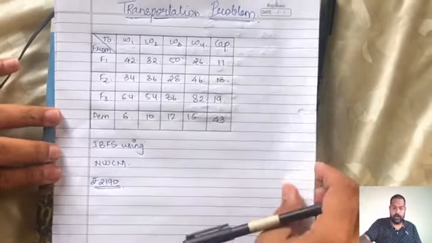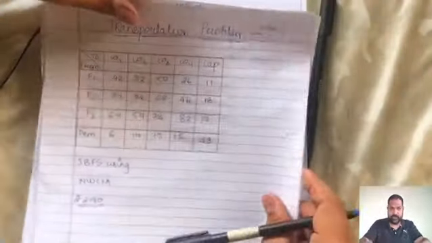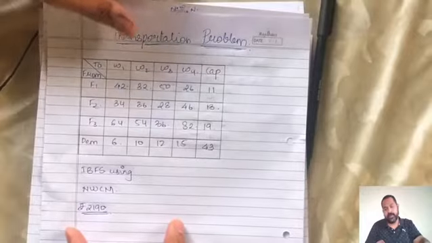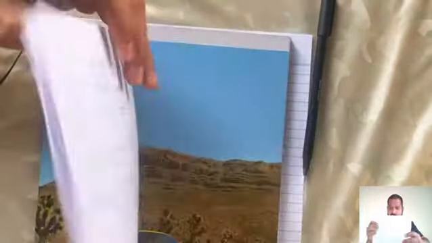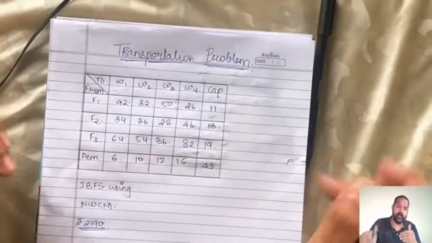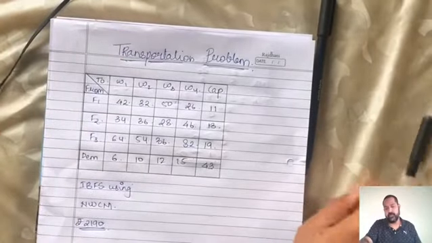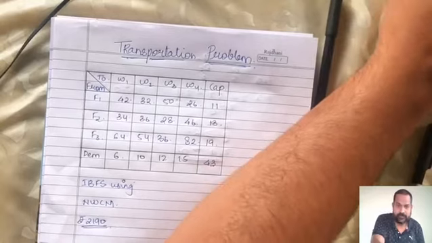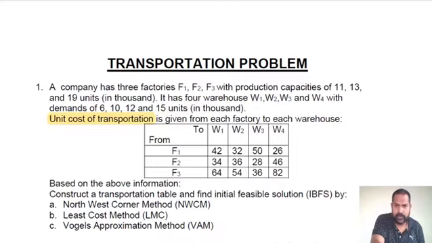Done? Now the next question, like I said, I'm going to skip. They're expecting you to do the same transportation question with two different methods, two more methods. I'm going to skip that. I'm going to come to the next question and we are going to do the next question using the northwest corner method. So let's come to the next question.